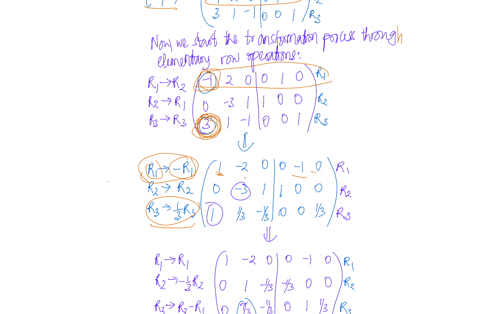So you have 0, minus 3, 1, 1, 0, 0. But then 1/3 of row 3, that's 1/3 times 3, that's 1. This is 1/3. This is minus 1/3. Then this is 0, 1/3 times 0, 1/3 times 0. Then 1/3 times 1, that's 1/3. So now we have taken care of that.